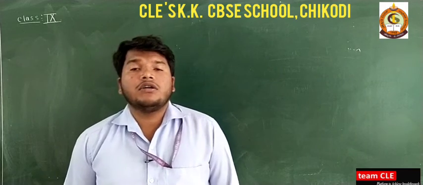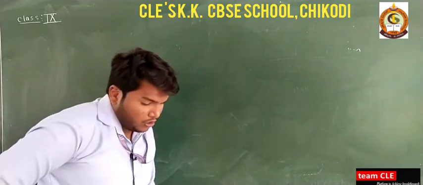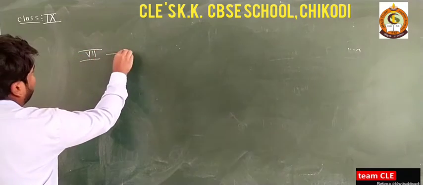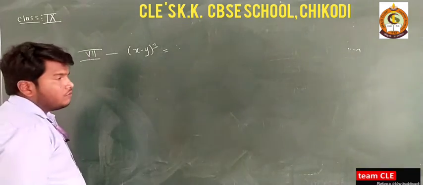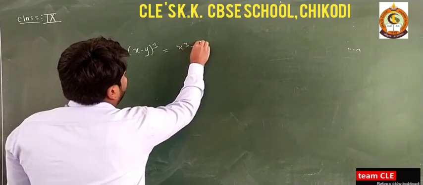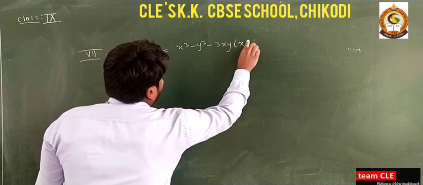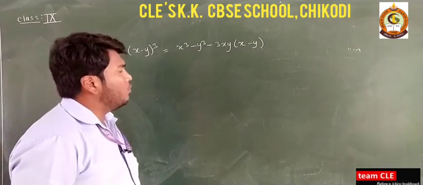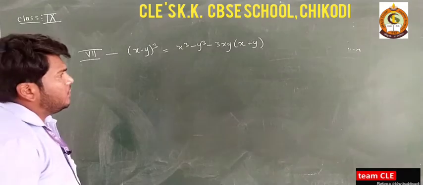So these four identities you have learned, and you have also learned two more identities. One more identity I am going to do, that is the seventh identity, (x − y)³. We have (x − y)³ = x³ − y³ − 3xy(x − y). So this is your seventh identity.